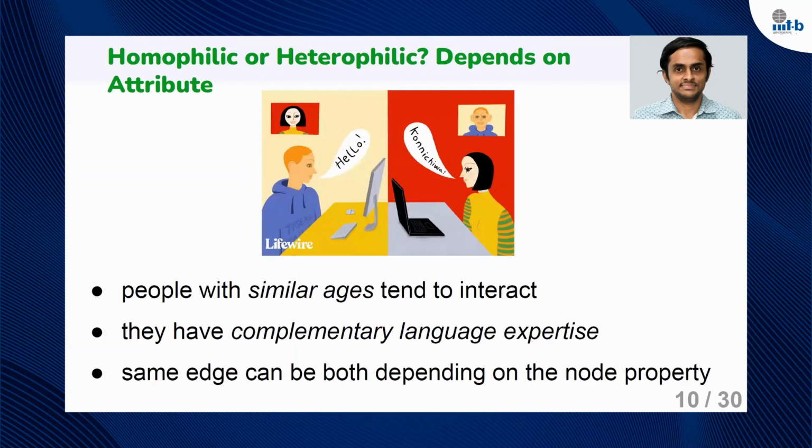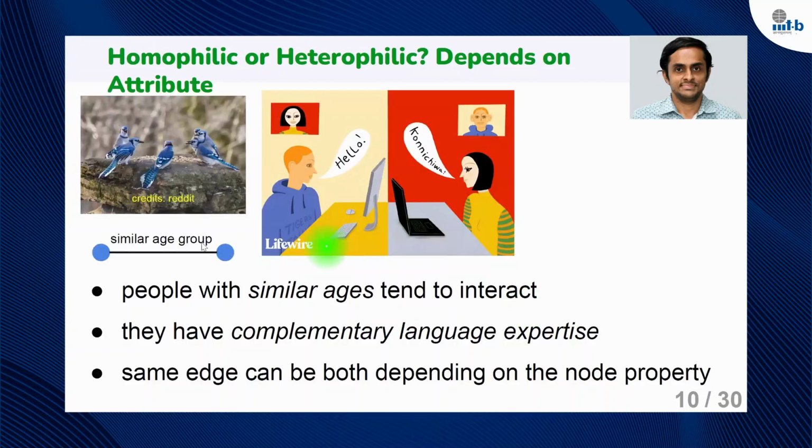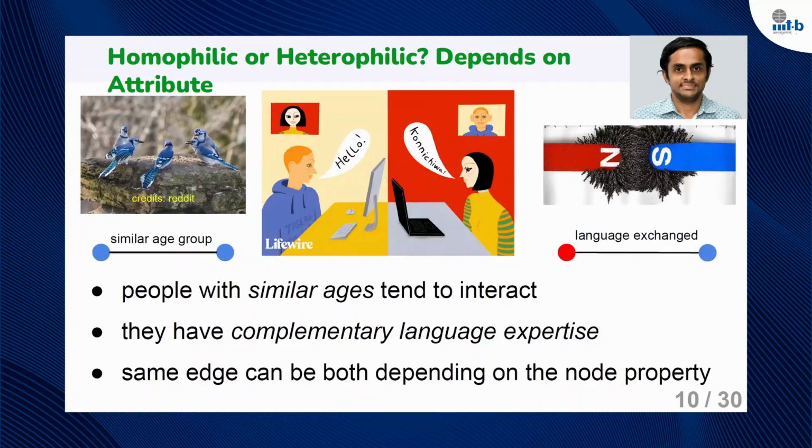When we look at such a network, we tend to see people of similar ages interacting, and then they have complementary language expertise. So when we say that age is the attribute, the interaction between these two people is a homophilic interaction, because they're of similar ages. But when we take the language exchanged as the node attribute, then this will be a heterophilic interaction because they tend to speak different languages. So they have complementary expertise.